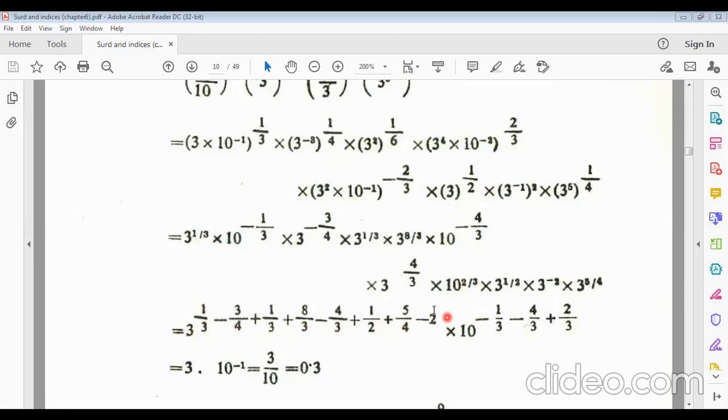1 2 3 4 5 6 7 8. The 8 powers will be added to each other. Then how many 10s? 1 2 3. Only 3 tens. So, taking one base, the powers will be added. So we get 3 to the power what? 1. Okay, just taking the sum of this, and here after taking LCM we get 10 to the power minus 1. So 3 by 10 will be the result of this simplification.